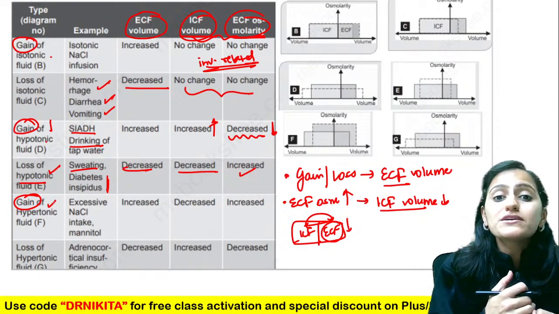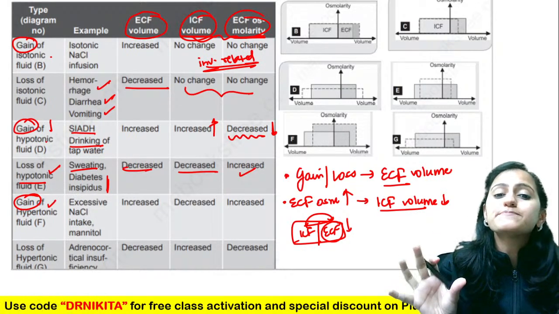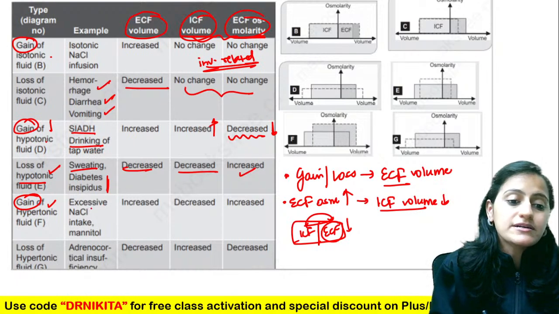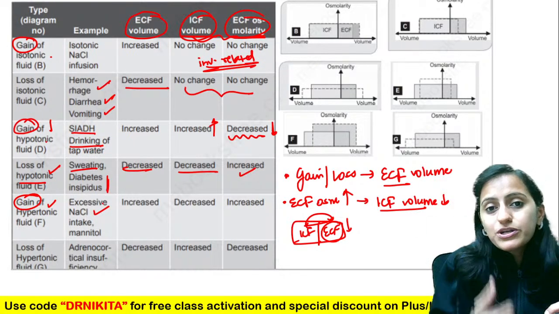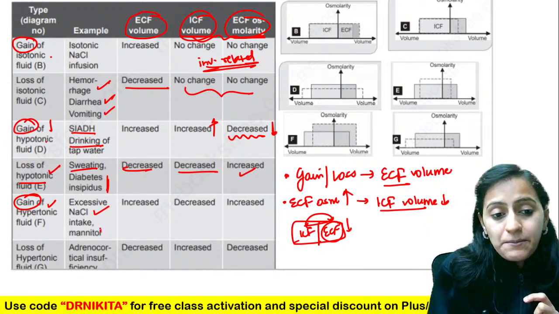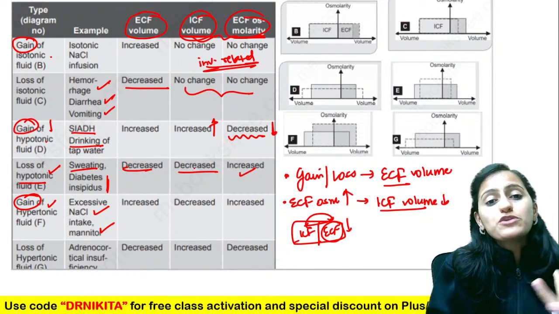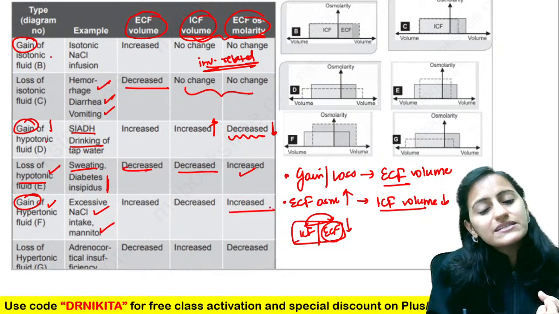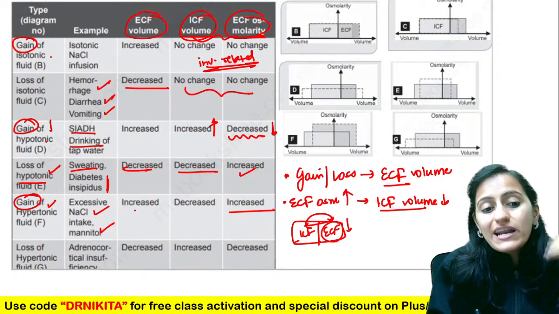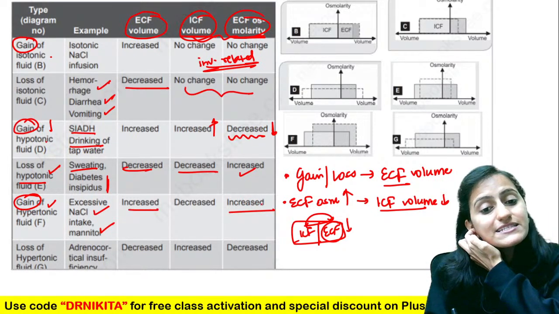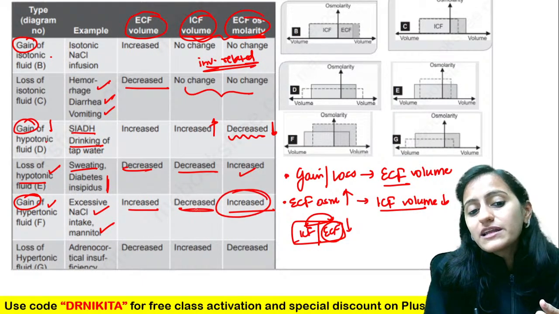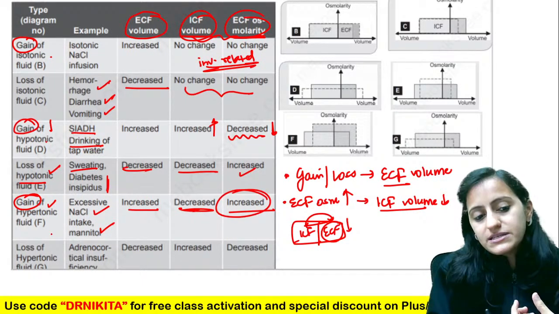Gain of hypertonic fluid: hypertonic, hyperosmolar, osmolarity means salt. So excessive salt is like increasing the osmolarity. Mannitol, right? Mannitol is hyperosmolar. So when you are putting in the salt, you are of course increasing the osmolarity. You are gaining the fluid, so it is increased volume. If the ECF osmolarity is increasing, ICF volume decreases.